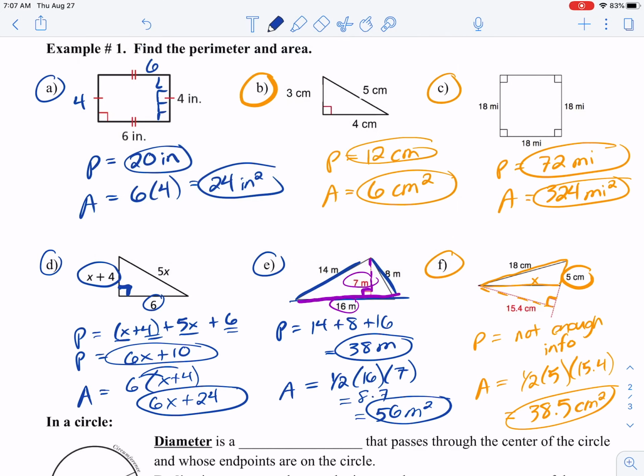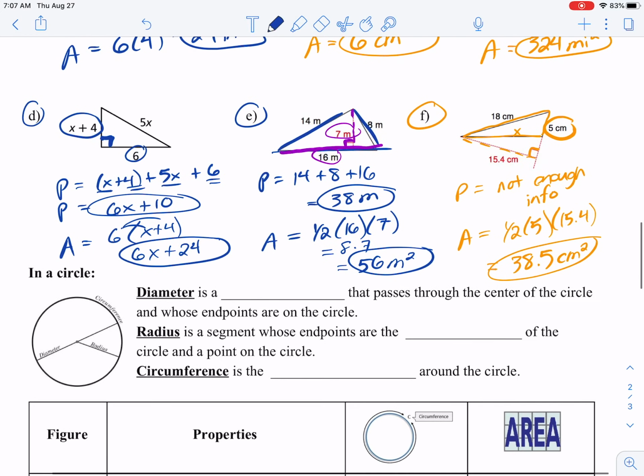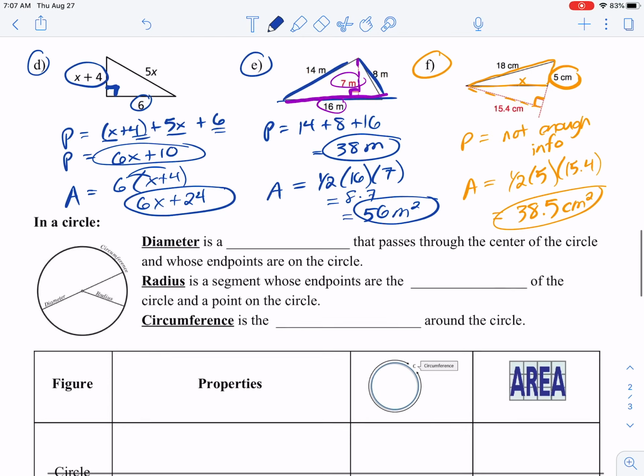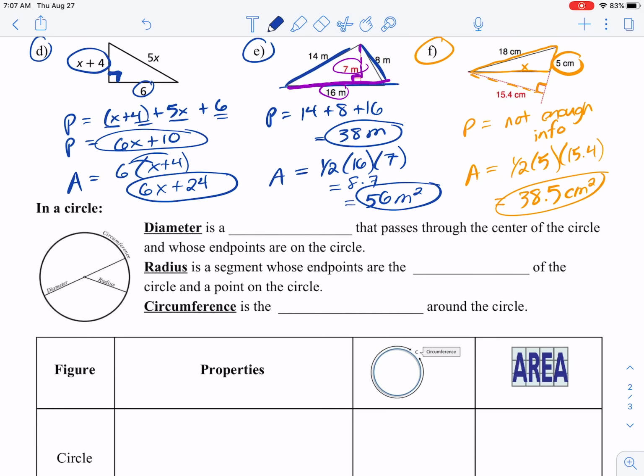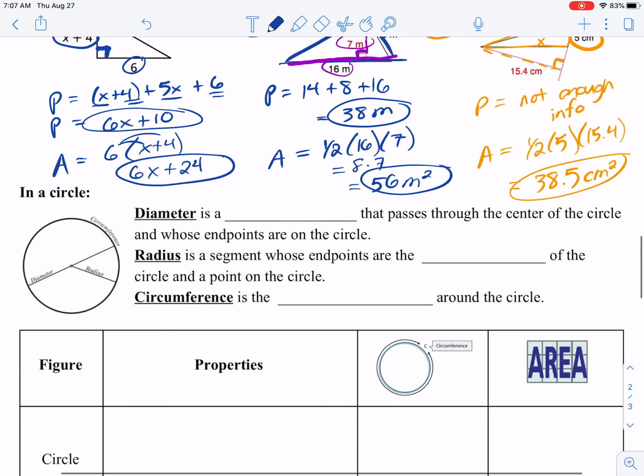All right, let's finish up talking about circles. Circles are also two-dimensional plane figures. There's a little more vocabulary we're going to introduce here, which you might have heard before. The diameter of a circle, it's a segment. It's a segment because it has two endpoints that are on the outside of the circle, and it passes through the center. That's probably the most important part. So it's passing through the center here.